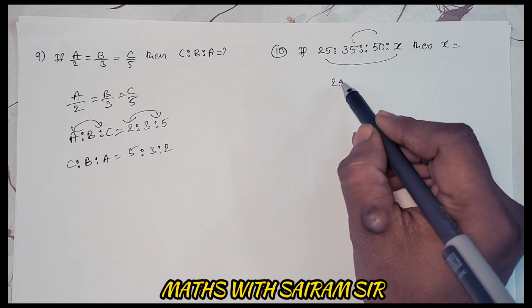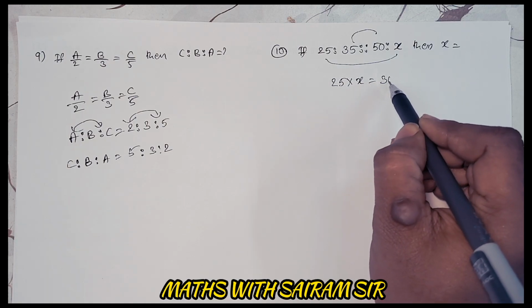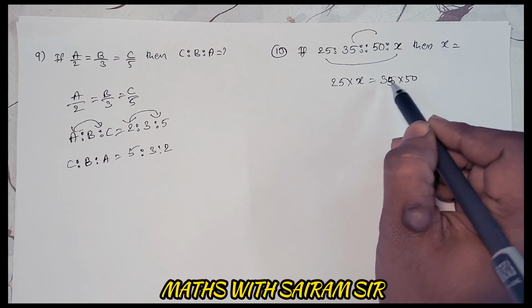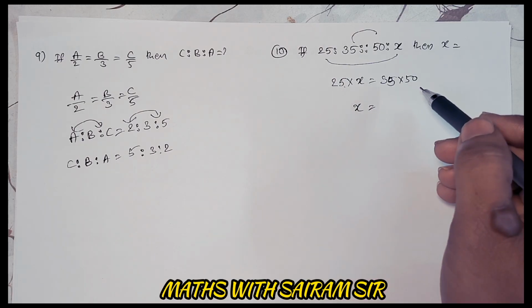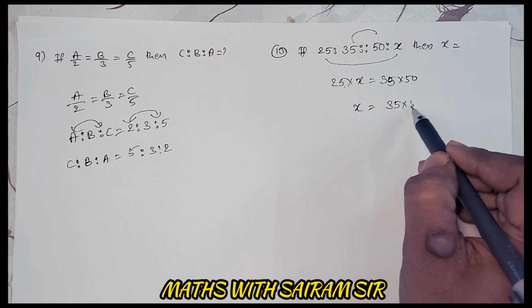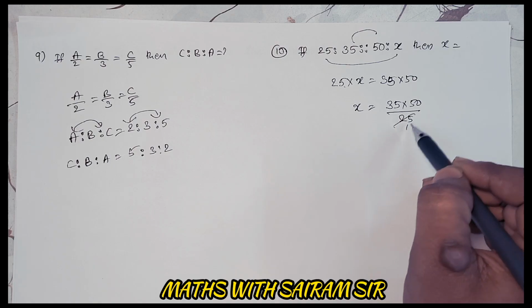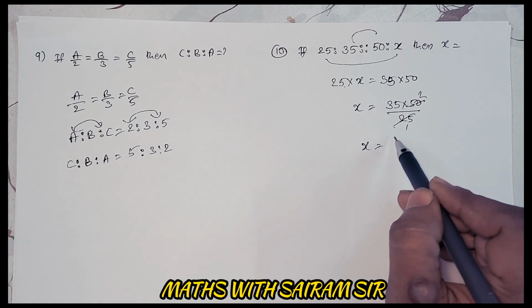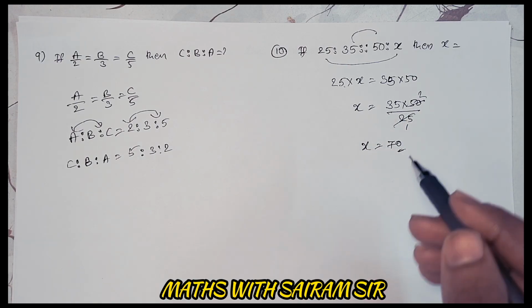By using that formula, 25 into x can be written as 35 into 50. So from this, if you want to find x, transpose this 25 to the other side. So 35 into 50 by 25, 25 1s are 25, 25 2s are 50. So x is equal to 35 2s, that is 70, is the correct answer for this question.